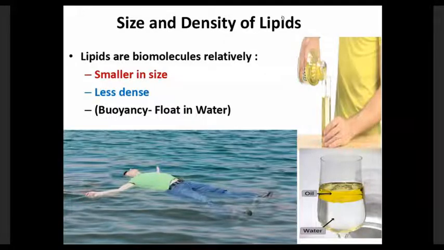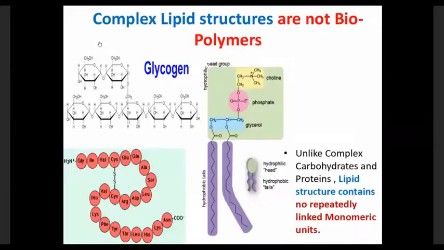And if you mix lipids with water, the fats float on the water since they have less density. These are complex lipid structures, but they are not strictly biopolymers, as I mentioned earlier. Unlike complex carbohydrates and proteins, lipid structures contain no repeatedly linked monomeric groups. Glycogen is formed from repeating units of glucose, and insulin is made from repeating units of amino acids. But lipids are not formed like that.